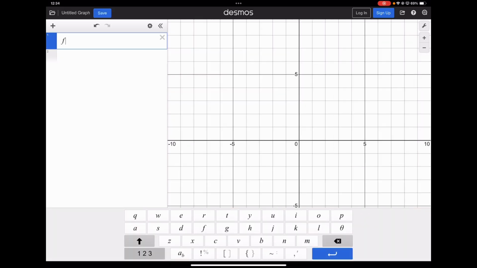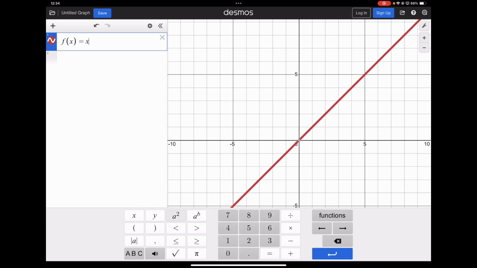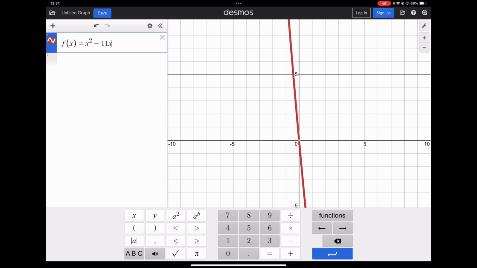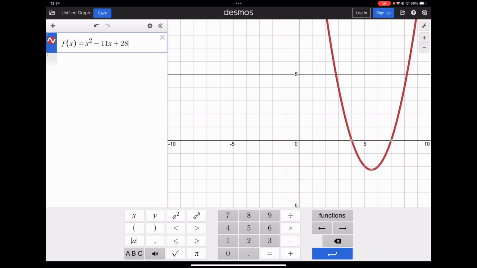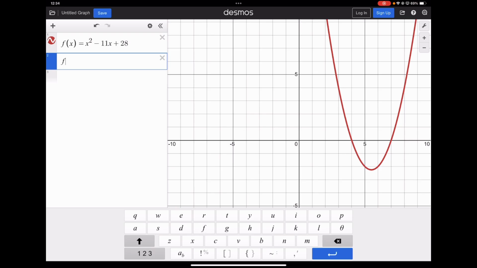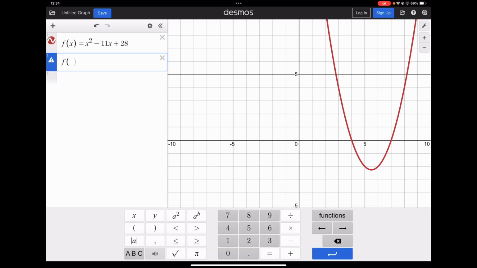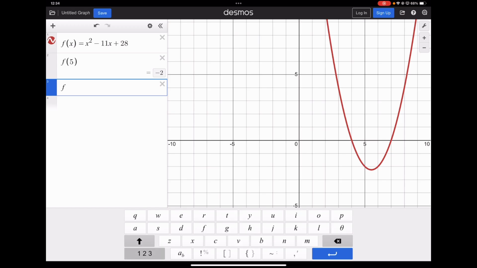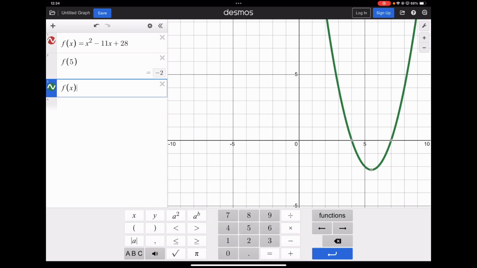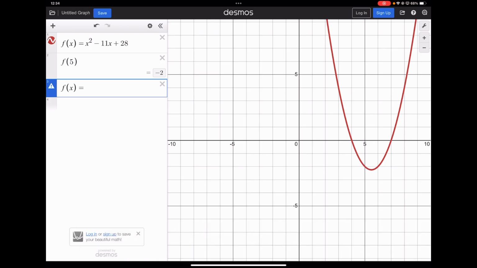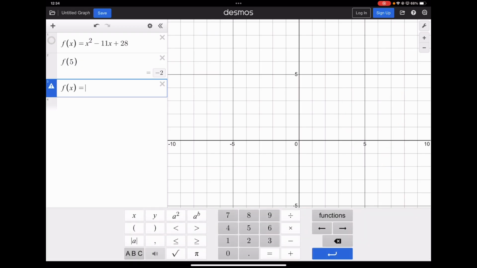So we're going to write f of x equals x squared minus 11x plus 28, and f of 5. Like I said, it equals -2. And if I solve f of x, when does f of x equal, let me hide this, when does f of x equal 28?